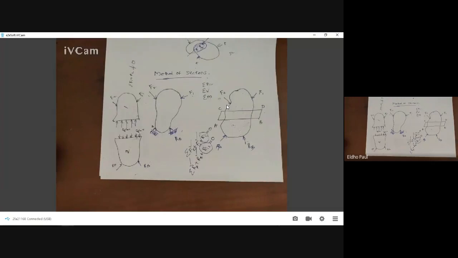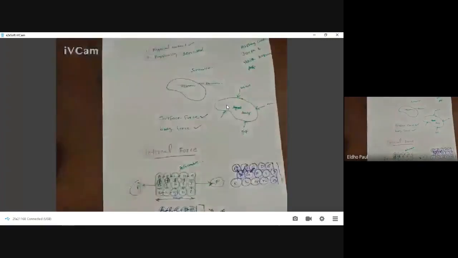Okay, that is internal resistance force per unit cross section offered by a body against external force. So from this method of sections, we can calculate the internal resistance force. From the internal resistance force, we can calculate stress. Based on the stress, we can design a component or body. So that is actually the design step.